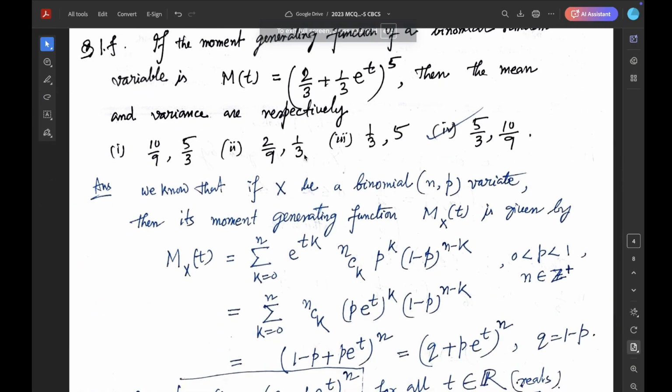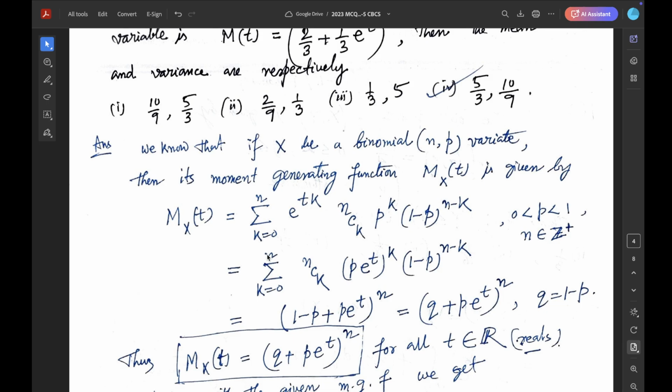Now we know if X is a binomial (n, p) variate, with 0 less than p less than 1 and n a positive integer, then its moment generating function M(t) of X is given by M(t) equal to the summation k equal to 0 to n e to the power tk nCk p to the power k (1 minus p) whole to the power n minus k. That is the summation k equal to 0 to n nCk (p e to the power t) whole to the power k (1 minus p) to the power n minus k.